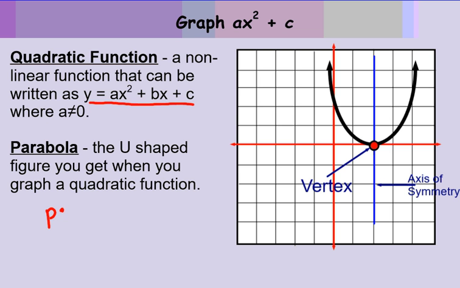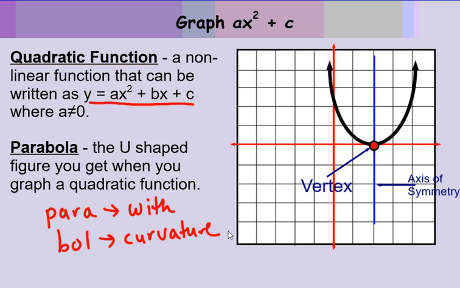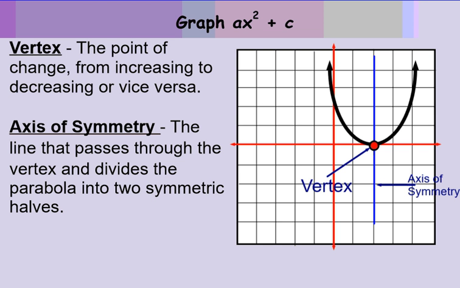It comes from the root words para, meaning with, and bowl, meaning like a bowl, like curvature. So it's a shape that has with curvature. That's where we get the phrase parabola. And here's a picture of it. Every parabola will have two features to it. It will have what we call the vertex.